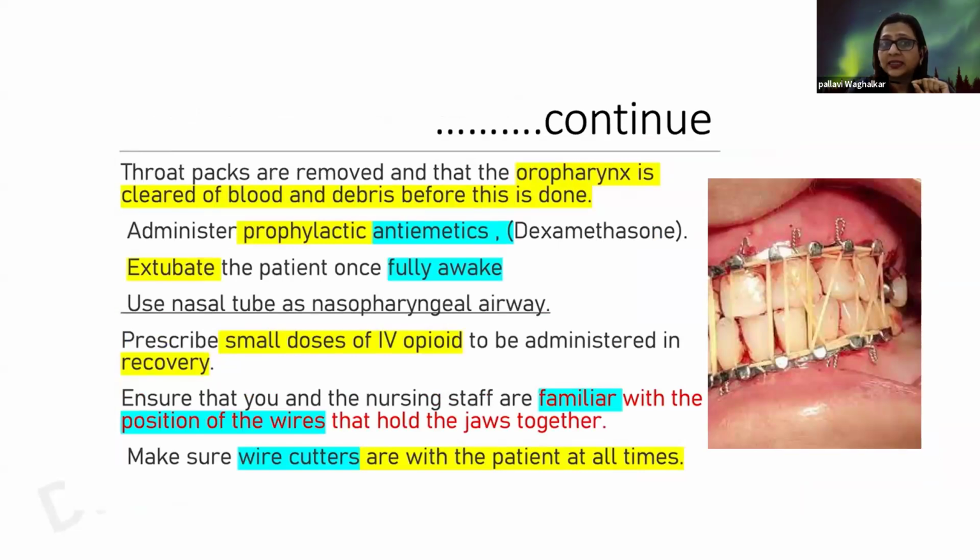Prophylactic antiemetics and dexamethasone can be given. Extubate this patient when they are fully awake because they should be able to maintain the airway.